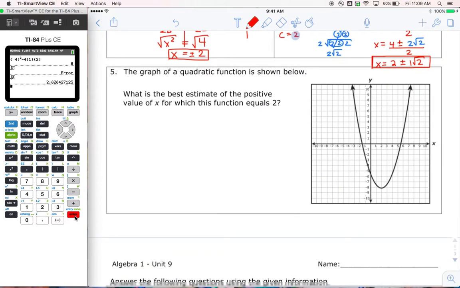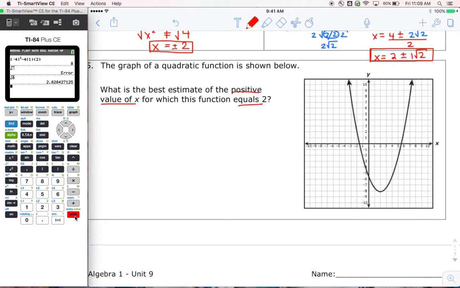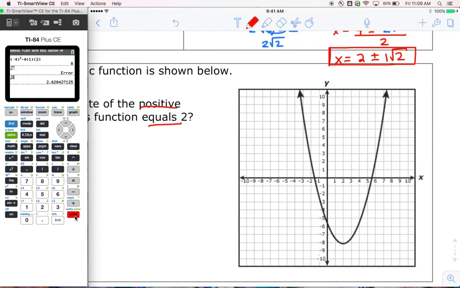All right, question number 5. The graph of a quadratic function is shown below. What is the best estimate of the positive value of x, that's important, positive value of x, for which this function equals 2? Okay, guys, equals 2 literally means, where does it equal 2? Right? Think about that. We spent so much time looking at where it equals 0, right? We looked for zeros, that now it's asking us, well, where does it equal 2?